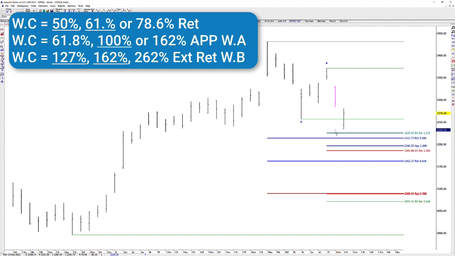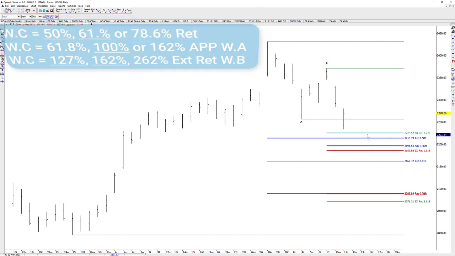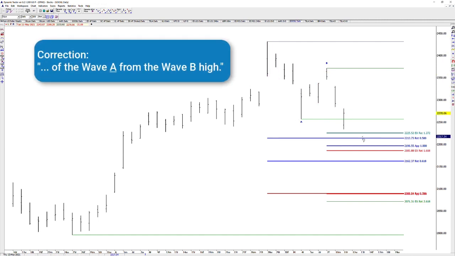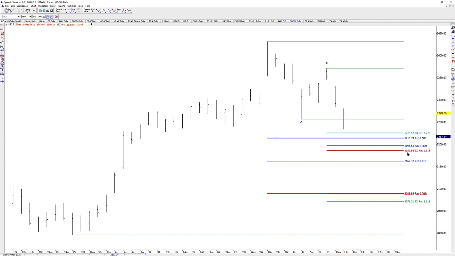Interestingly, isn't this quite similar to the last example we looked at? And you're going to see this over and over and over again in your trading, all markets, all time frames. So I have the 127 and the 162 external retracements. Again, they fall just on either side of the 50% retracement and the 100% alternate price projection of the wave A from the wave B high. So this is a fairly wide zone, from 22.25 all the way down to 21.85, with a focus again right in the middle of it, the 50% retracement and 100% alternate price projection.